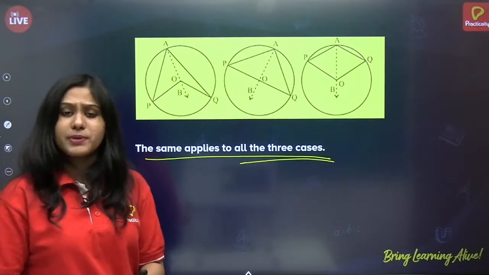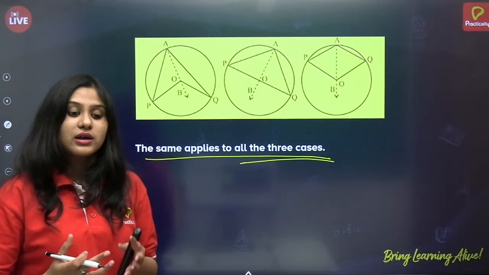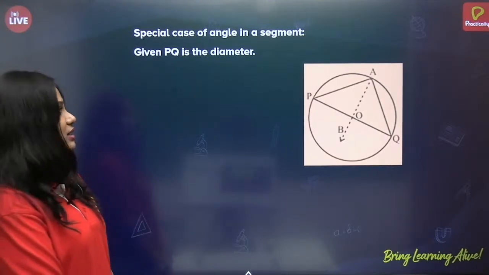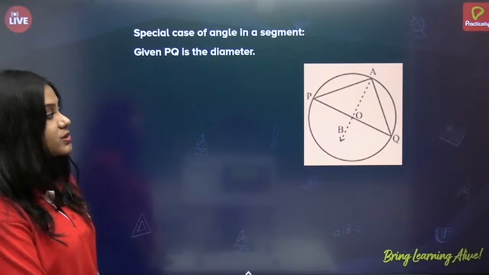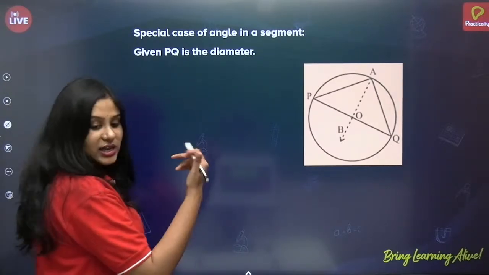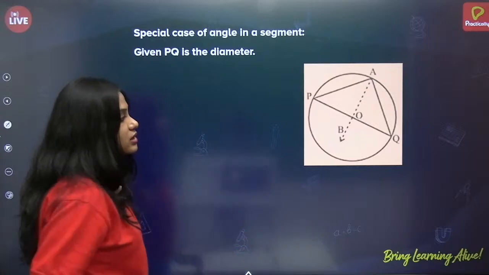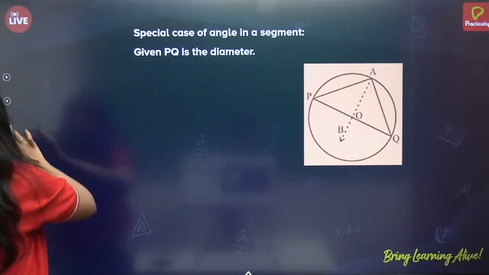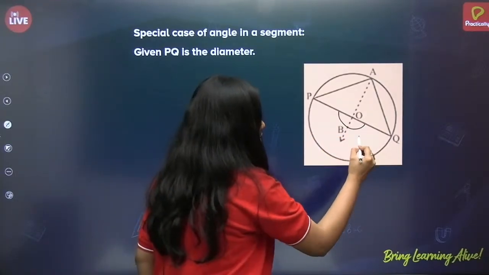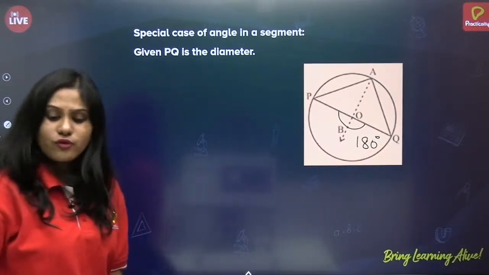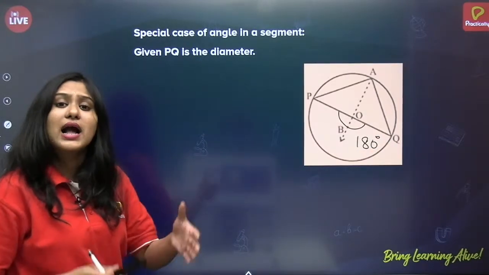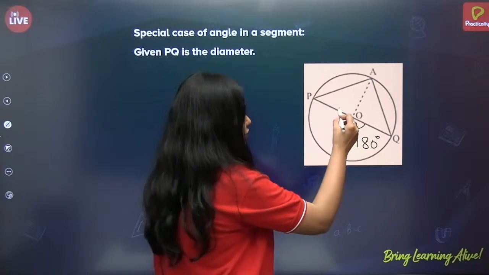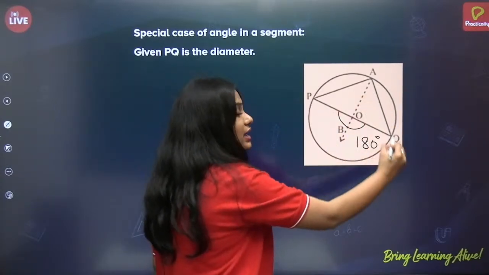But there is one special case I want to discuss, which we can use in further problems. This is a special case of angle in the segment, and given PQ is the diameter. PQ is the diameter, O is the center, and I know that if PQ is the diameter, this angle will be 180 degrees, correct? This is 180 degrees. Of course, why? It is a line. What is the angle of a straight line? 180 degrees, correct? Now, if this is 180 degrees, what will be the angle PAQ?